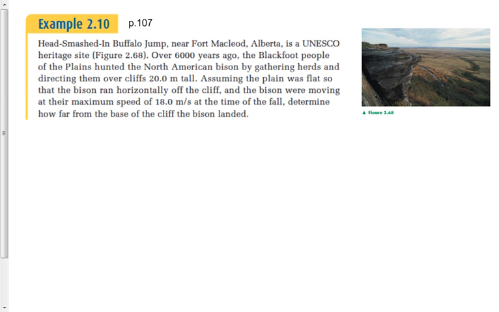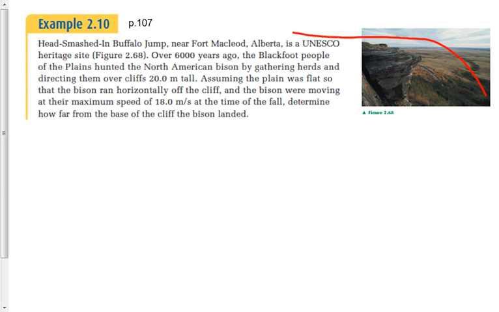So Head-Smashed-In Buffalo Jump is one of the best examples that we have, at least in Western Canada, of what these natives used to do, literally running these bison off the edge of this cliff. They'd fall off the edge of the cliff, they'd die when they hit the bottom, and then they'd collect them and get their pelts and their meat. Head-Smashed-In Buffalo Jump is near Fort Macleod. It's only a couple hours away if you want to go see it. It's a UNESCO World Heritage Site.